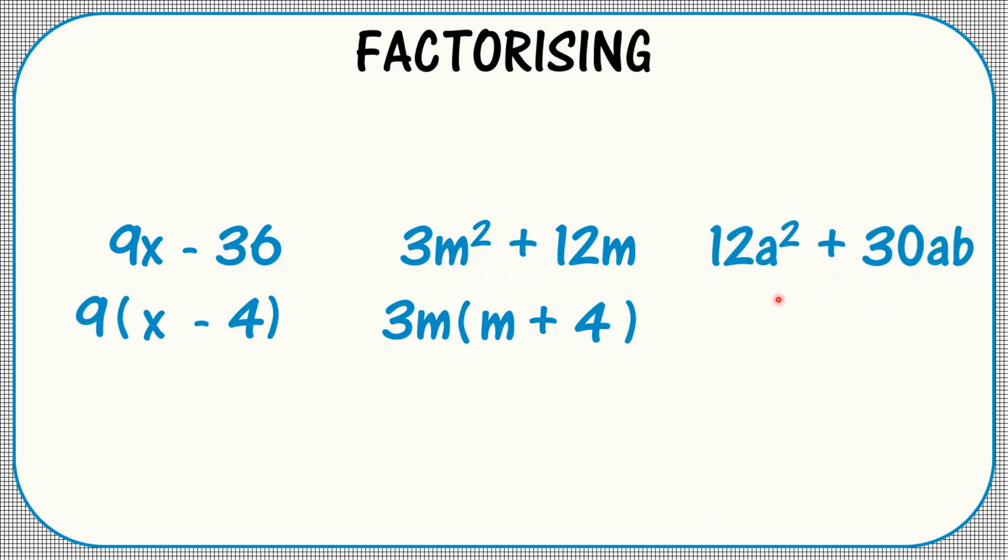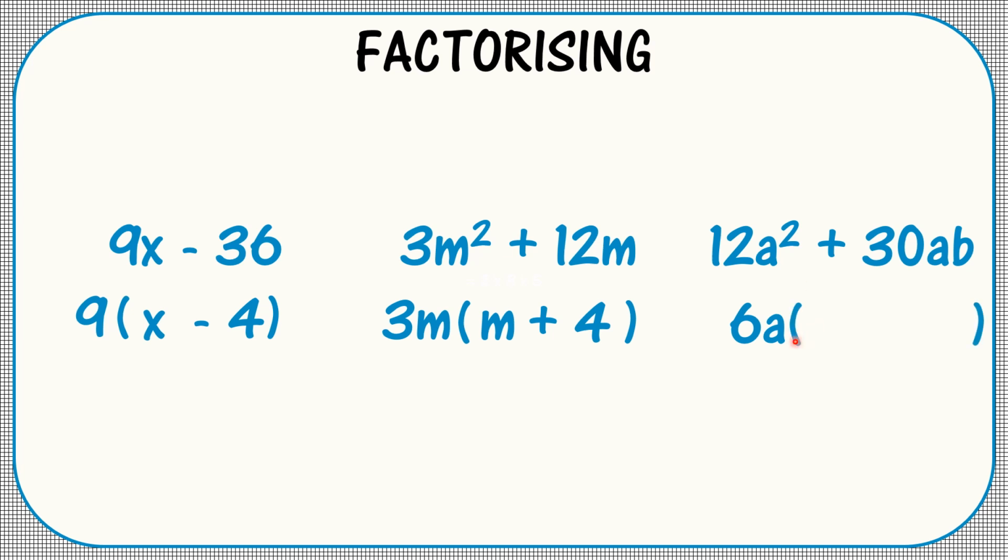Here is a final example. You have 12a squared plus 30ab. Again, we'll look at the numbers first and then we'll look at the letters. What is the highest common factor of 12 and 30? You should know it is 6. And then you have a squared and you have ab. The highest common factor is a. There's an a here and there's an a here. So we can take a outside the bracket.